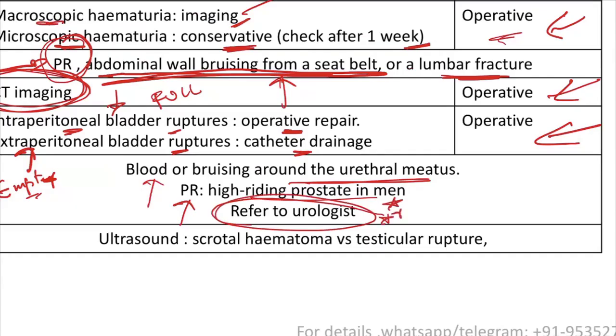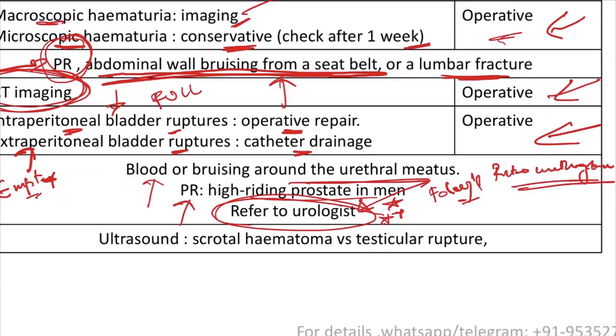This is different from the ATLS. ATLS suggests doing a retrograde urethrogram. You're not doing a retrograde urethrogram. You're referring to the urologist because in the NHS, sometimes urologists will come and try once inserting a Foley's catheter. If it is successful, they can just leave it.